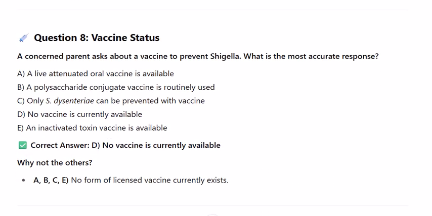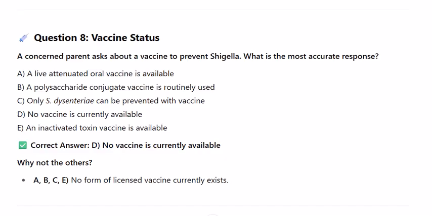Question 8. Vaccine status. A concerned parent asks about a vaccine to prevent Shigella. What is the most accurate response? A. A live attenuated oral vaccine is available. B. A polysaccharide conjugate vaccine is routinely used. C. Only S. dysenteriae can be prevented with vaccine. D. No vaccine is currently available. E. An inactivated toxin vaccine is available. Correct answer, D. No vaccine is currently available.